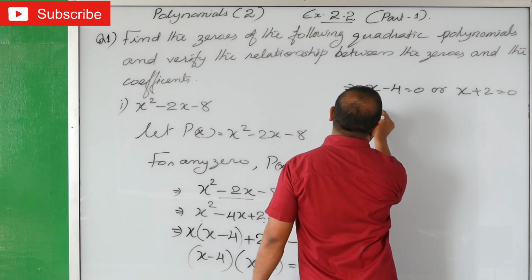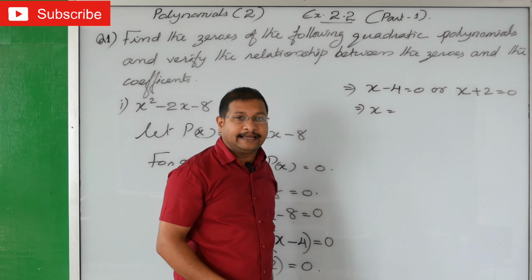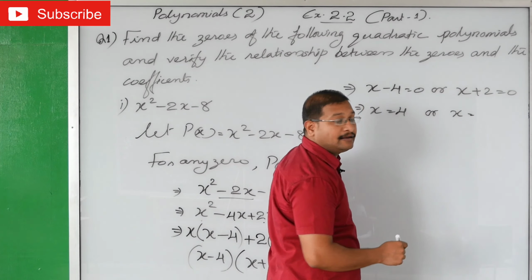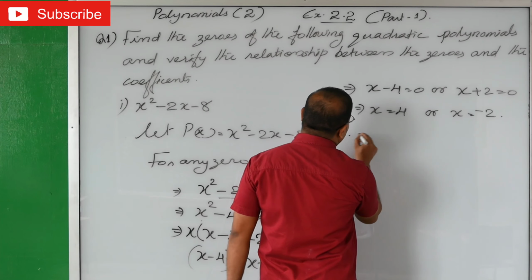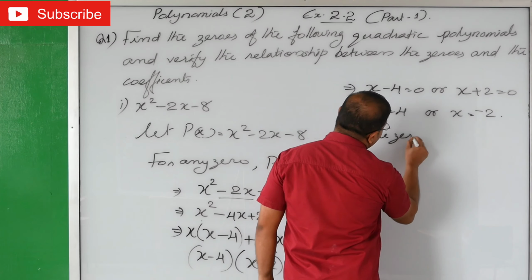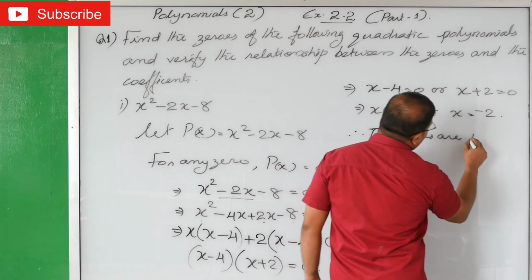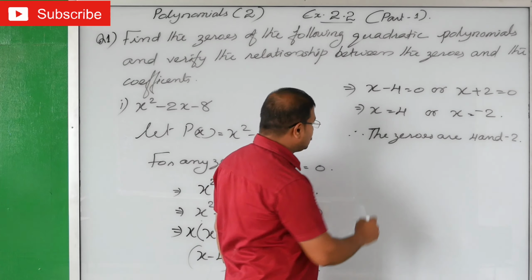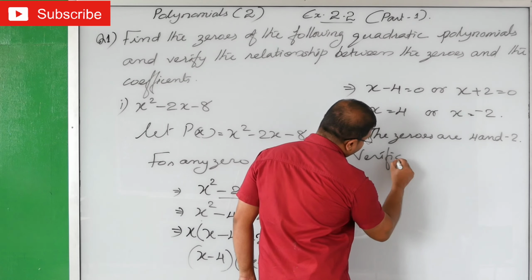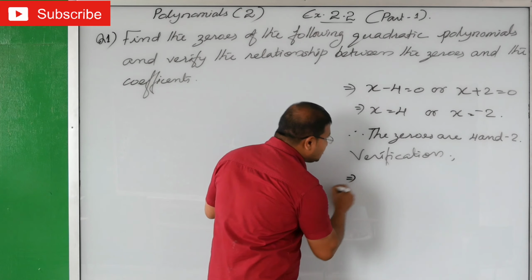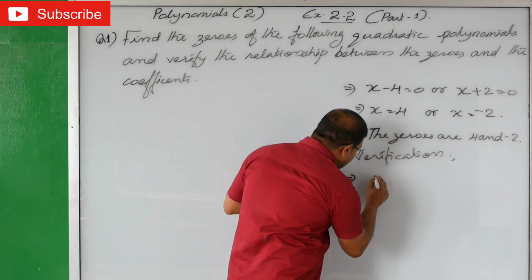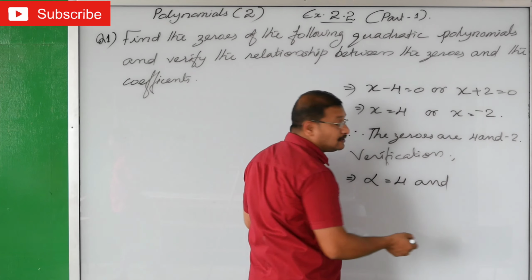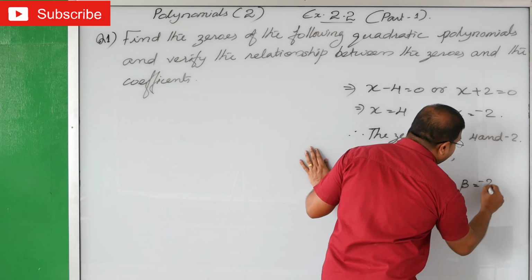Ready? So this implies x equals minus 4 goes to the next side, plus 4, or x equals plus 2 goes to the next side, minus 2. Therefore the zeros are 4 and minus 2. Now we have to go for checking, verifying, isn't it? So verification. The zeros mean we can take alpha equals 4, the first zero, and beta, the second zero, that is beta equals minus 2.